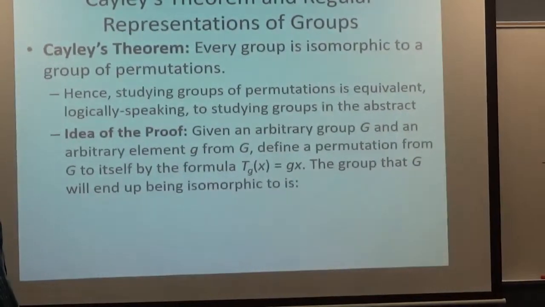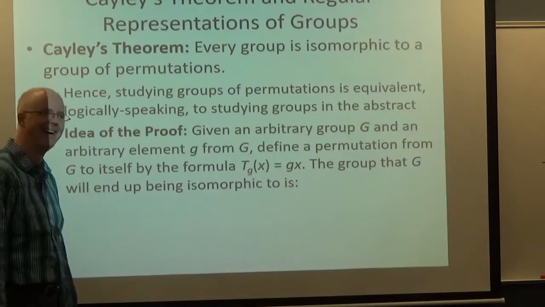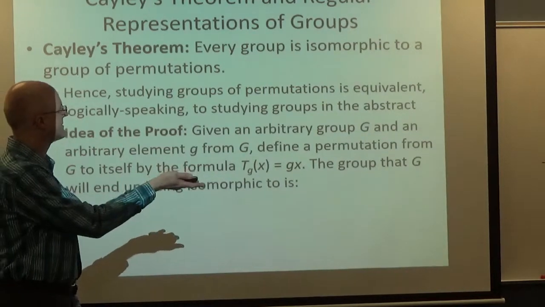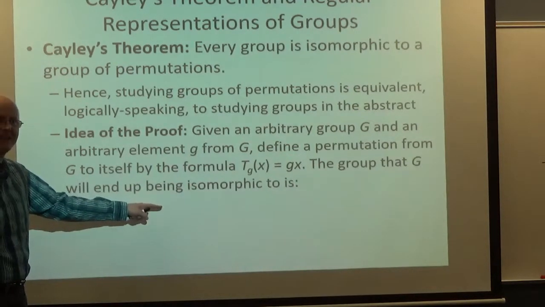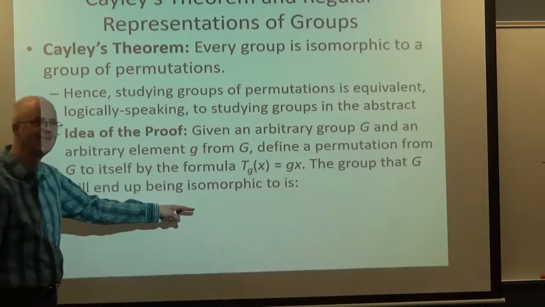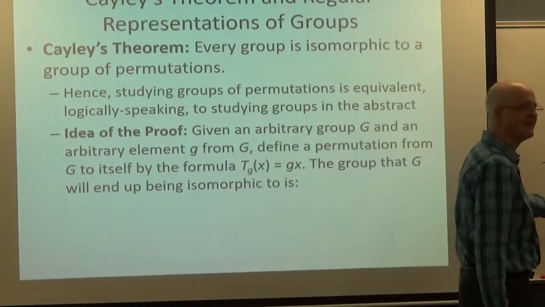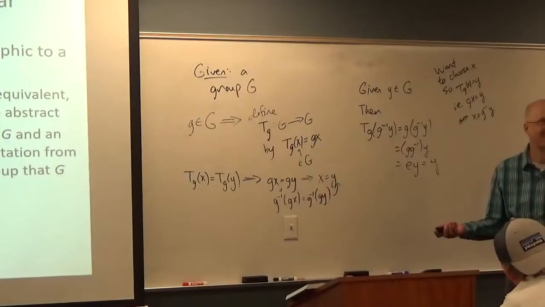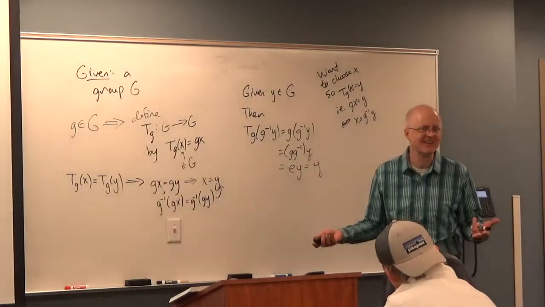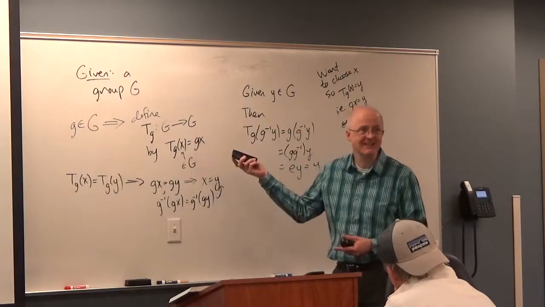Is that enough to verify that G is going to be isomorphic to what? Wait a minute. What in the world am I doing? What's the value of this? I haven't said what G will end up being isomorphic to yet. Anybody see where this is going? What am I doing here? What's this about? What's going to be the group that G is going to be isomorphic to? That's a permutation. Where's the group?